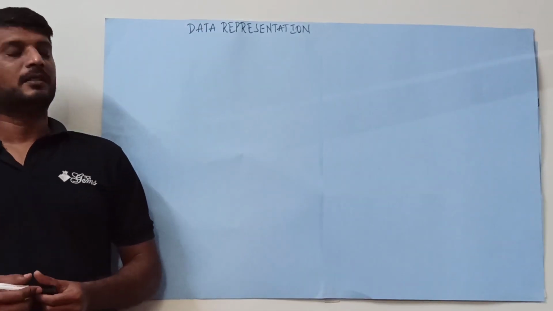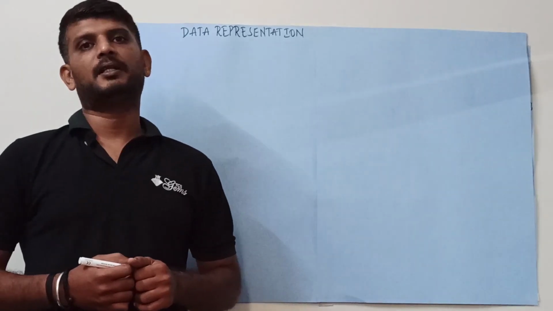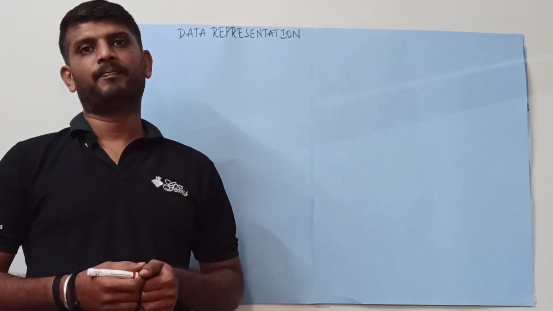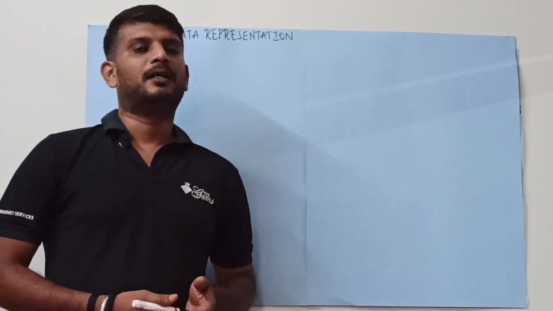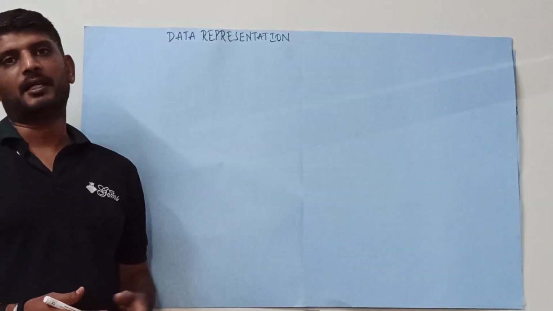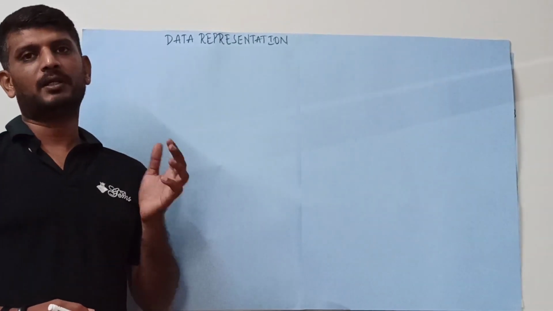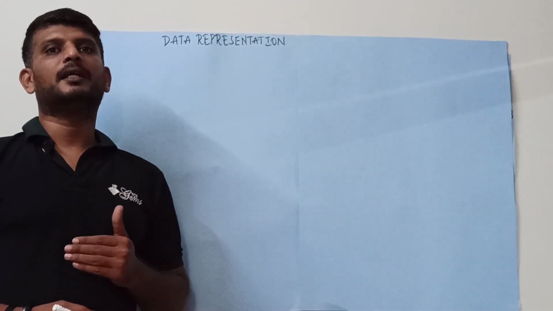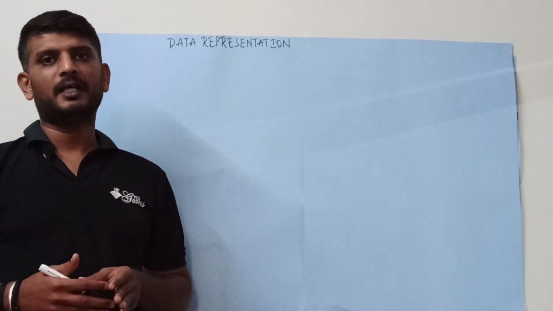Good afternoon everyone. In our previous video we have seen how to convert a decimal number into a binary number, and we have seen the steps and illustrated them with some practical problems. In this particular class we will be seeing how to convert a binary number into a decimal number, and what are the steps that are involved.